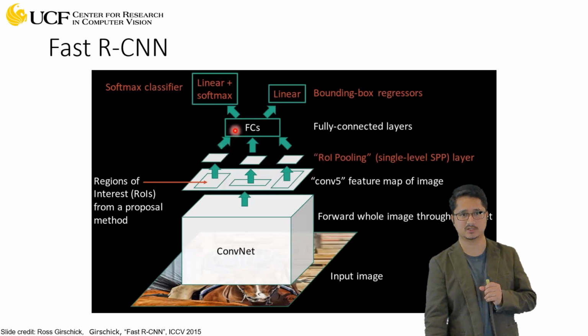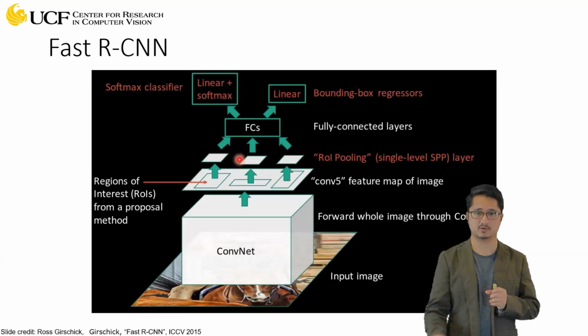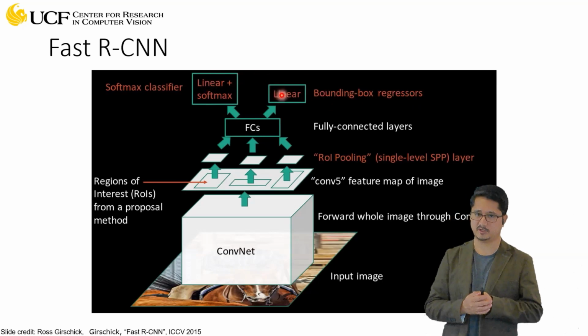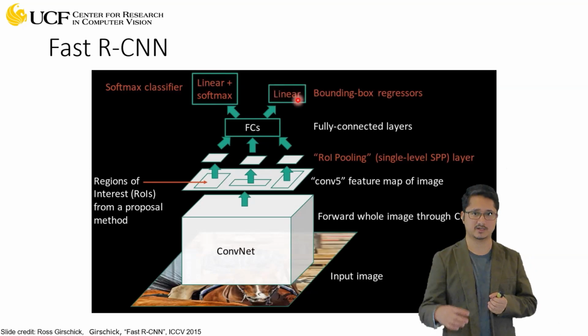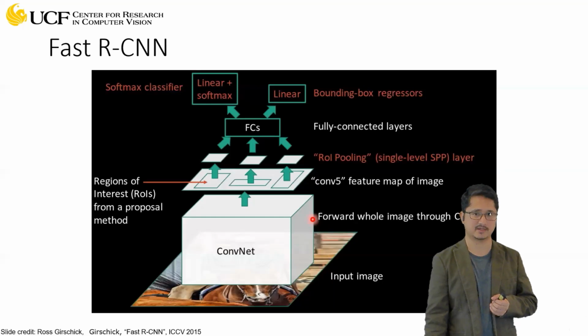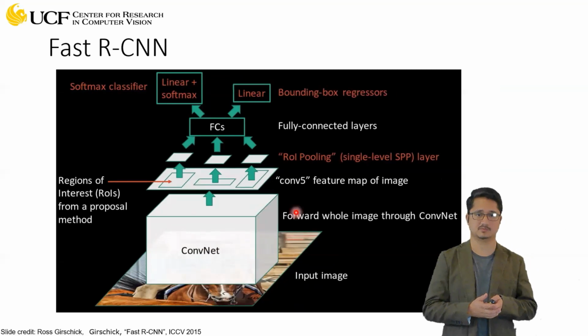So once that is done, each of these regions will have the same number of features, which again you can flatten and use as features and directly do classification. So this is your softmax classifier head, and this is again a linear layer, which is giving you bounding box regressions. Now in this case, we don't need separate SVMs. So this is end to end, and we don't have to pass the patches independently through your CNN. It's just done once. These two steps are mainly optimized.